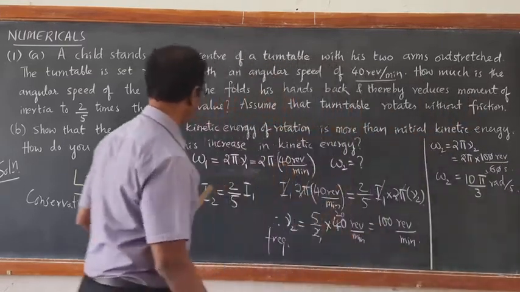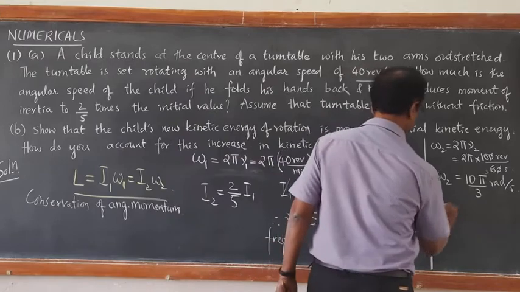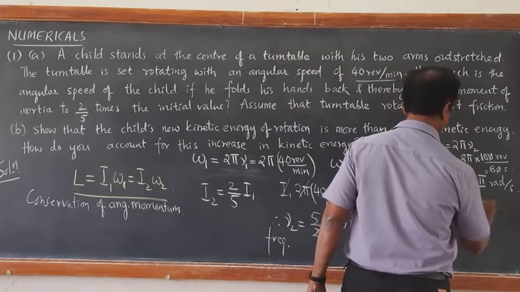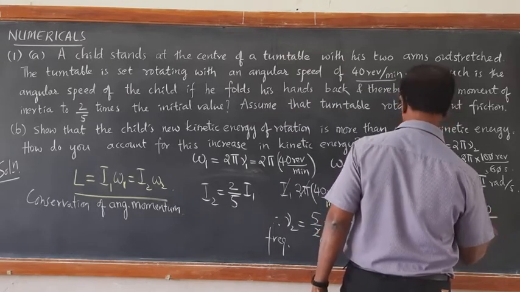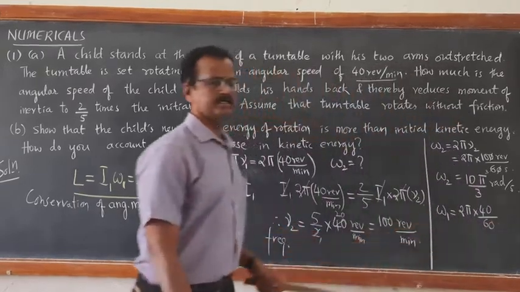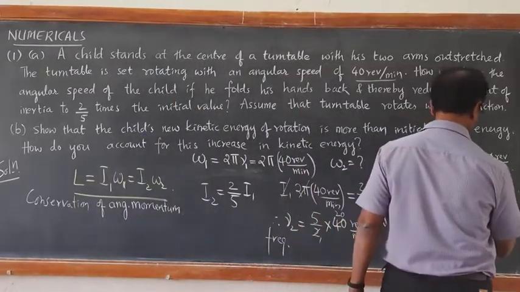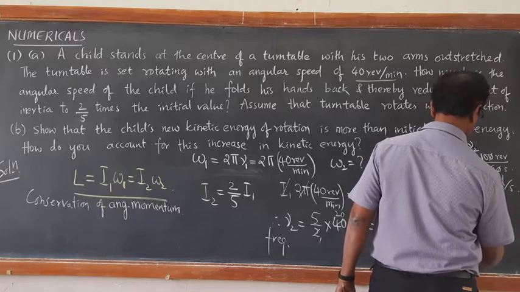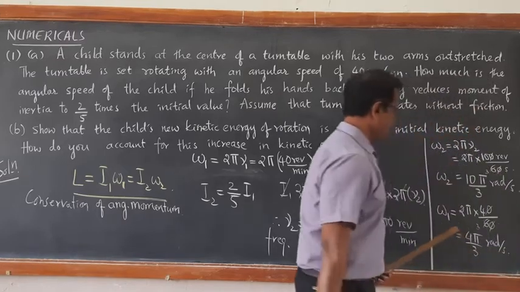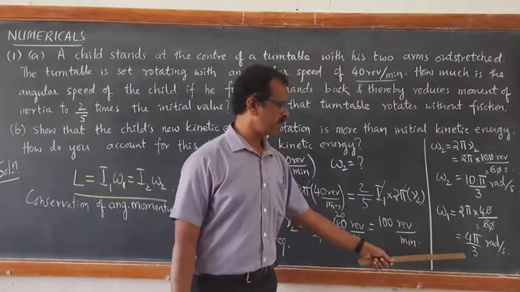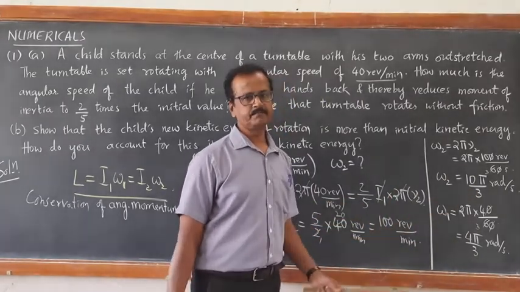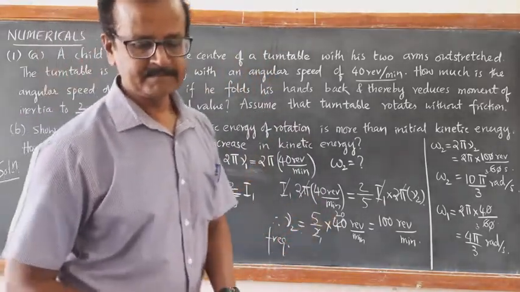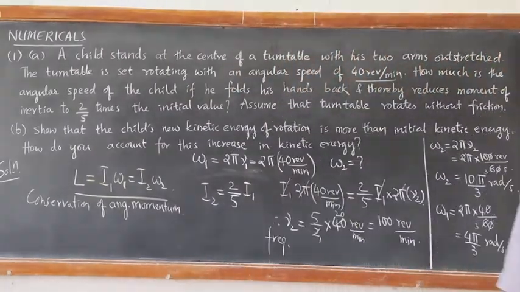What about omega 1 then? Omega 1 can also be calculated. Omega 1 is equal to 2 pi into 40 revolutions per minute. So convert it into seconds. If you cancel this, it becomes 4 pi by 3 radians per second. So the angular speed increases from 4 pi by 3 radians per second to 10 pi by 3 radians per second. Then definitely we can check there is going to be an increase in kinetic energy. That is the second part. Let us calculate the increase in kinetic energy.